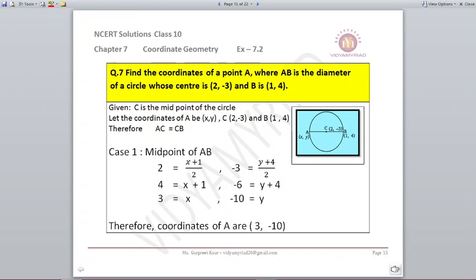Now what is C? C is the center of AB. So we can use the midpoint formula for this, that is (x plus 1) upon 2 will be equal to 2. That value is given to us. For y we have -3 is equal to (y plus 4) upon 2. So on solving we get x as 3 and y as -10. So the coordinates of A are (3, -10).